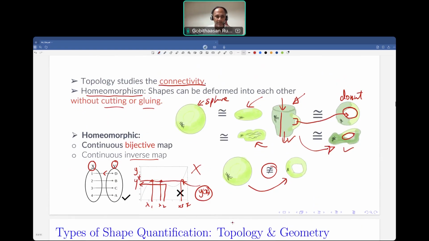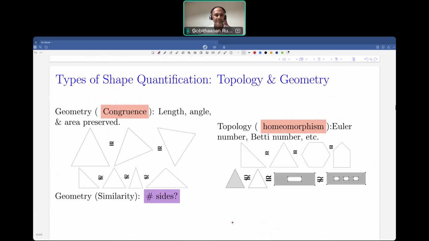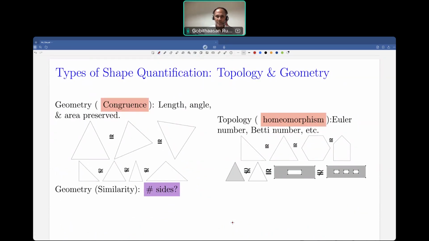All right. So let's now compare topology and geometry. When it comes to geometry, things are very strict. We have a very strict rule, called rigid transformation. For example, rather than using the word homeomorphic, we use congruence. Triangle A is congruent to triangle B if the length of each side, the angle of each angle, and the area are preserved, right? So for example, A, B, and C are congruent to each other, okay? Why? Because of length, angle, and area.